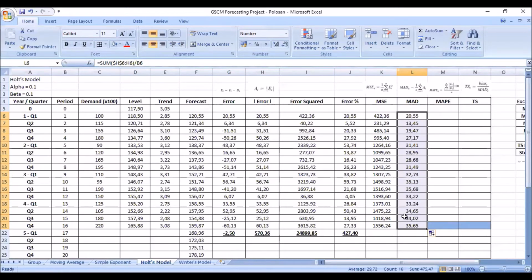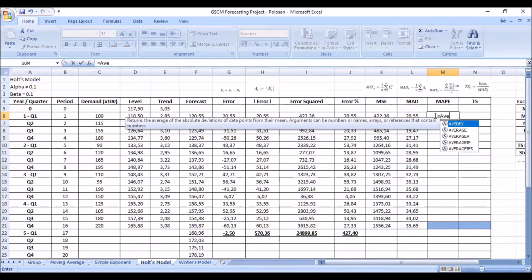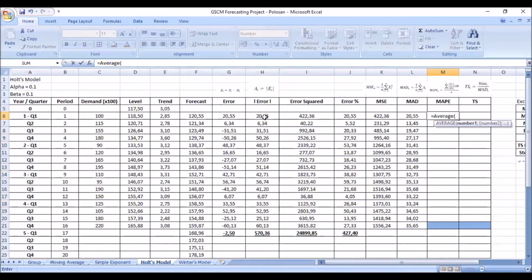And remember, in MAPE, don't forget to stabilize the first cell. And for MAPE, you just need to use the average formula, whereas you should click on the error. Oh no, sorry, my bad.